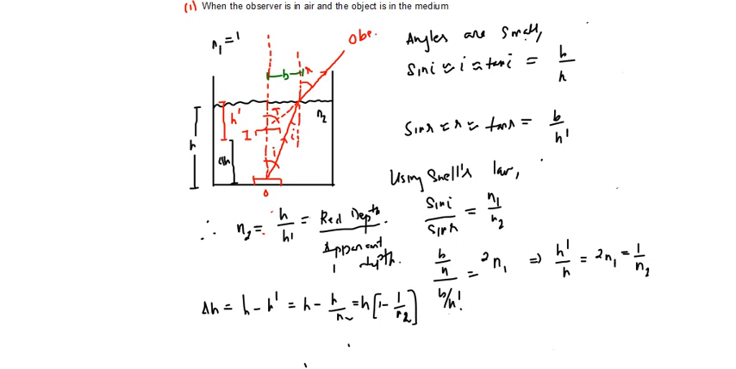Understand? So this is the normal shift. Clear? So this is the situation when the object is in the denser medium and the observer is in the rarer medium, that is, let's say in air. Clear? Now let us go to the next scenario.